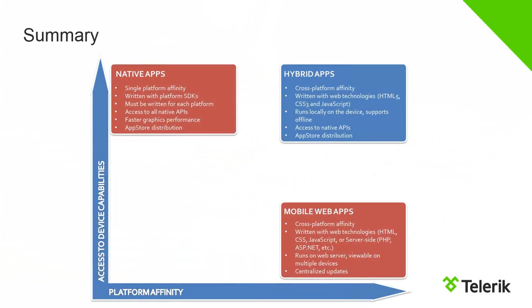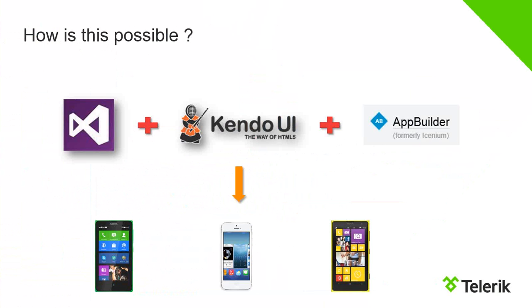Now let's take a look at the hybrid app. If you see, it's been positioned at high access to device capability, and it has a high platform affinity, meaning it can run on pretty much all the platforms, and it can get all the device capabilities thanks to the Apache Cordova JavaScript API. So this is something that you need to understand when you have to decide what way of mobile application you should develop. Is it native? Is it a mobile web app? Or a hybrid app?